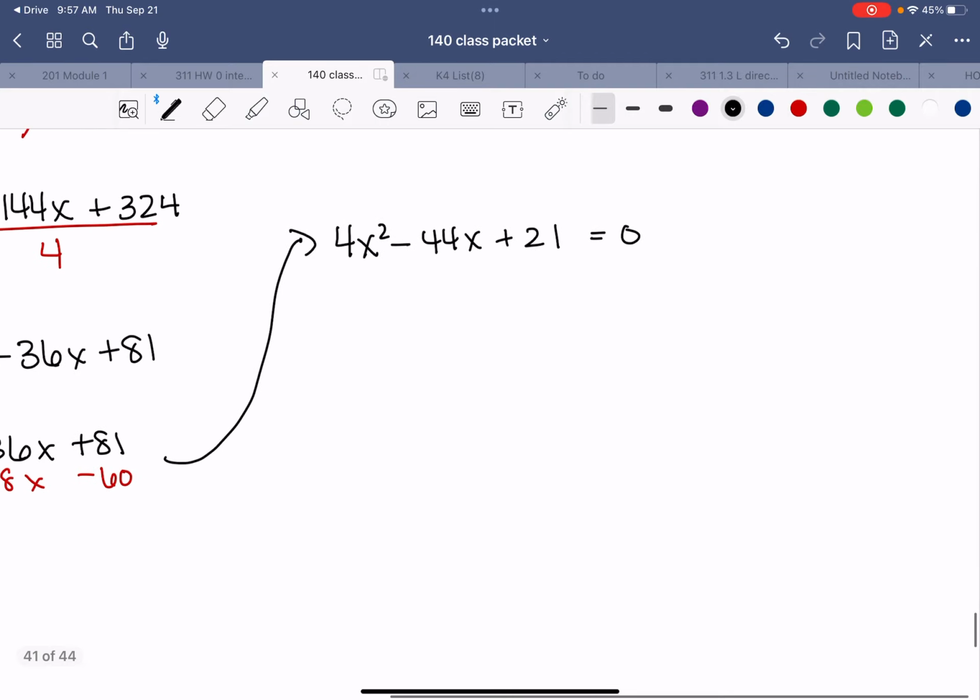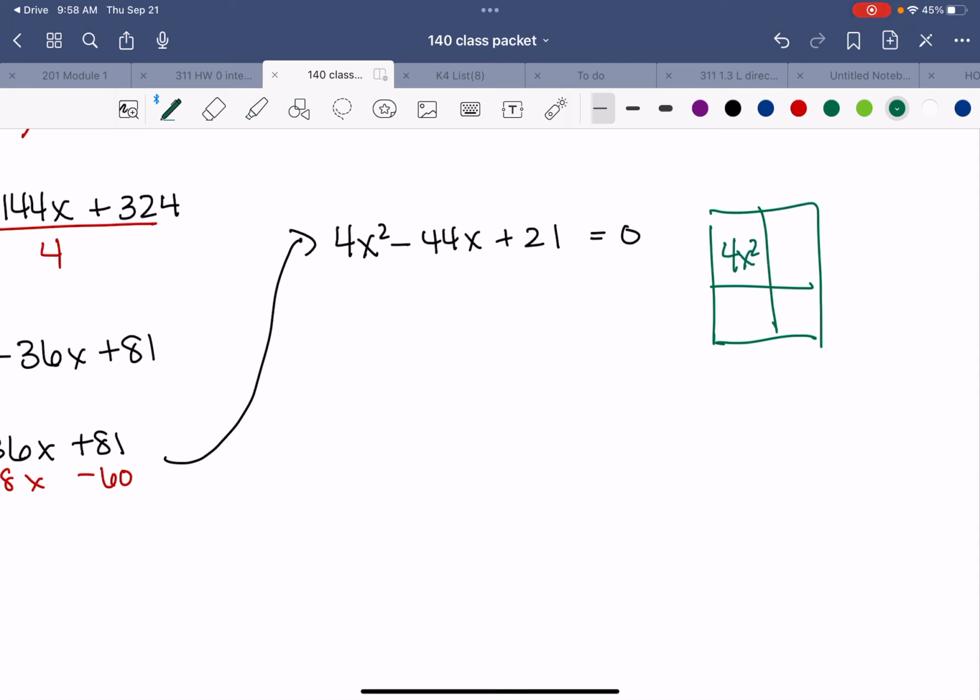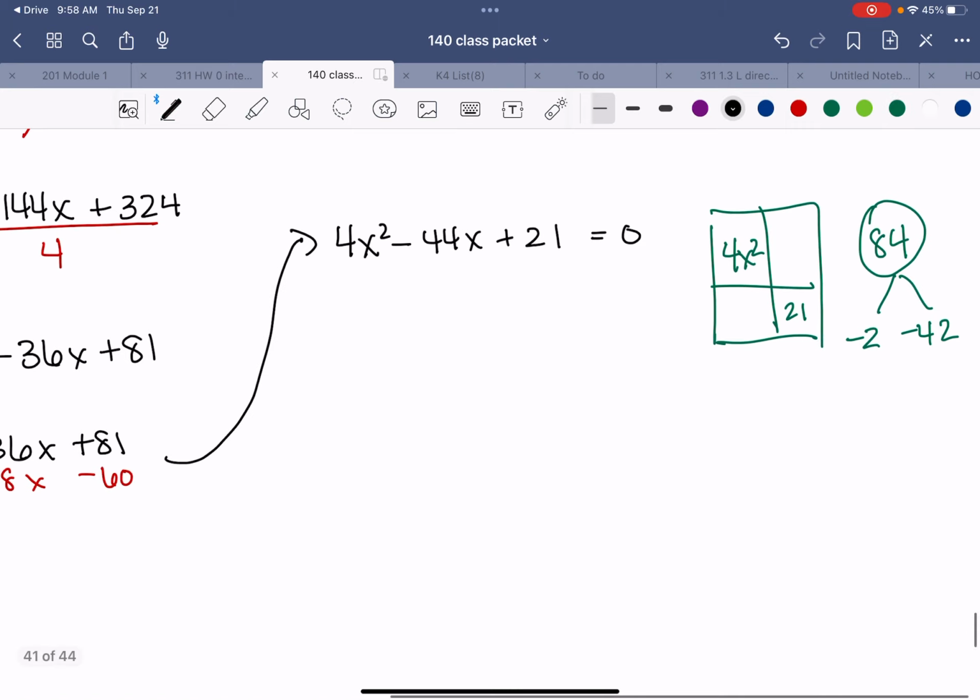So we would go box and circle because there's a number out front and it's 3 terms. So 4x squared here, 21 here, gives me an 84 in the box. Factors of 84 that add to 44. Let's see, if I take a 2 out of there, I'm going to factor tree this a little bit. If I take a 2 out, that's 42. Ooh, and that would give me 44 if they're both negative. So that works out nicely for us. So I put the negative 2x here and a negative 42x here.